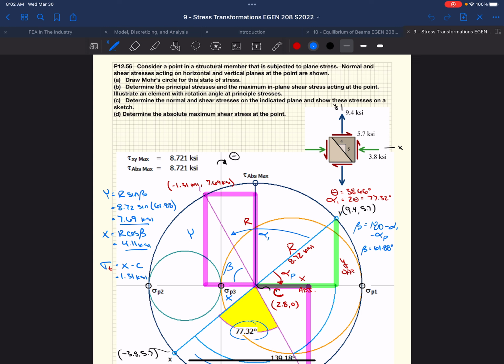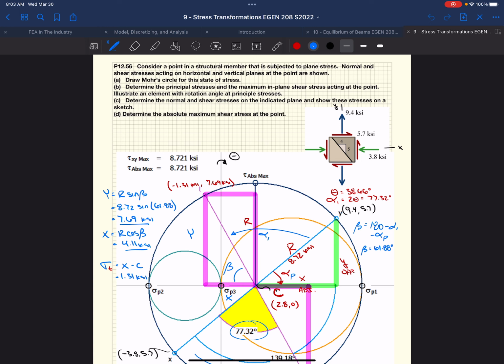We have an original stress state for an element they give us, and that original element has axes to it, right? We have an x coordinate face and a y coordinate face. You create that on that block, and each of these faces has coordinates that you plot on a Mohr's circle. In this case, the x face had 3.8 ksi in compression, 5.7 ksi in shear stress. Those are my x and y coordinates.